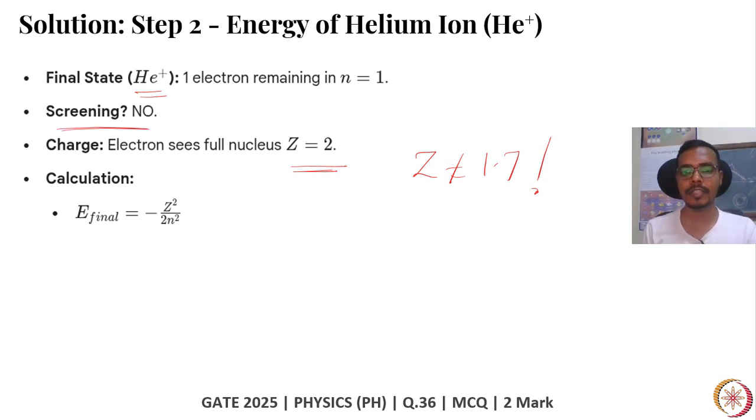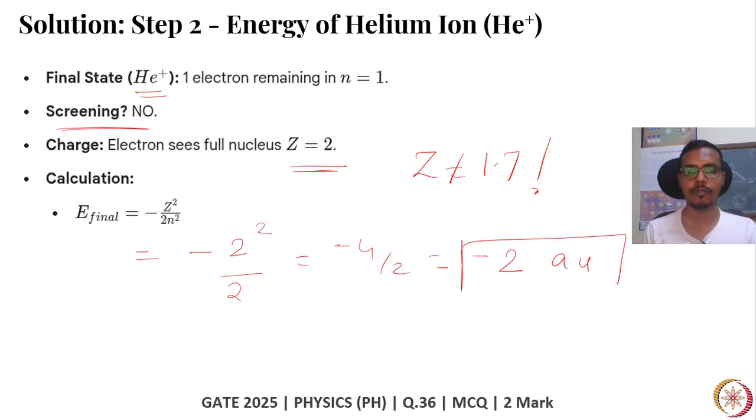Alright, so using Z equal to 2 in the Bohr formula, that is minus 2 squared over 2, so we are having minus 4 by 2, which is equal to minus 2 atomic units. So the final state has minus 2 atomic units.